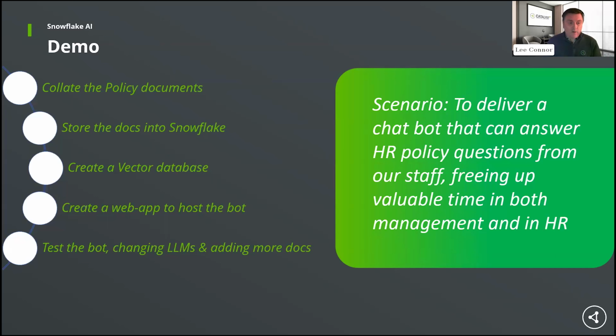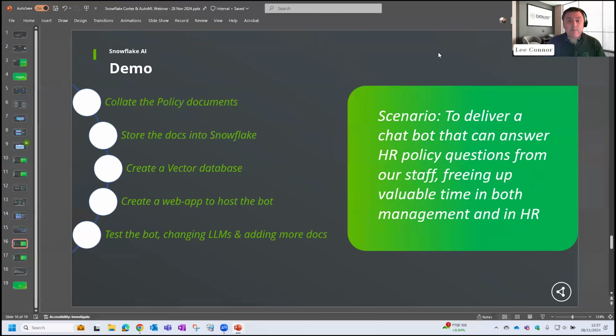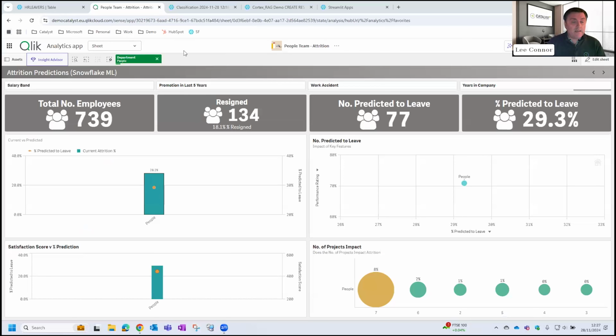So I want to collate all those policy documents. I want to take those documents and store them into Snowflake, so I can access them in Snowflake. I'm then going to create a vector database. I'm going to create a web app, and then I'm going to test the bot using different LLMs. It sounds complicated, doesn't it? Not so much, and we'll see why in a second. So let me jump into the demo, and I'll show you how relatively easy this is.